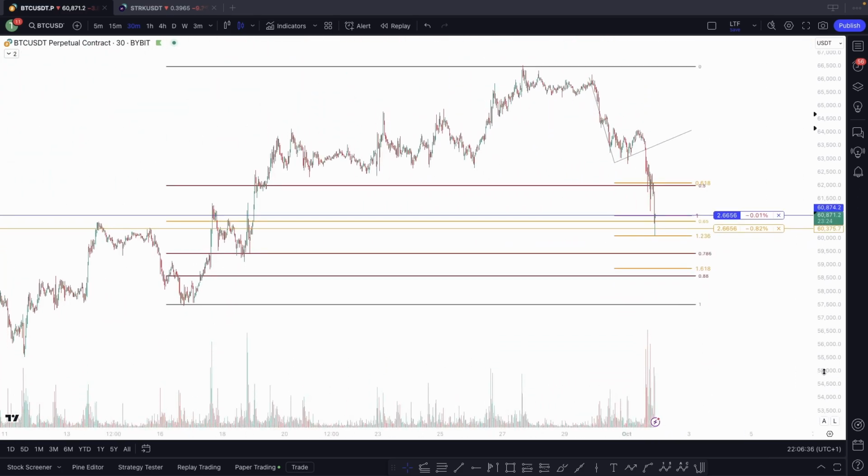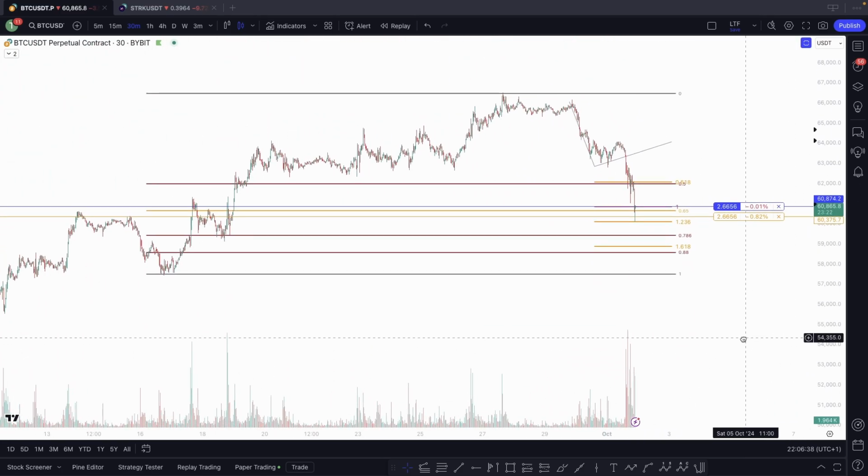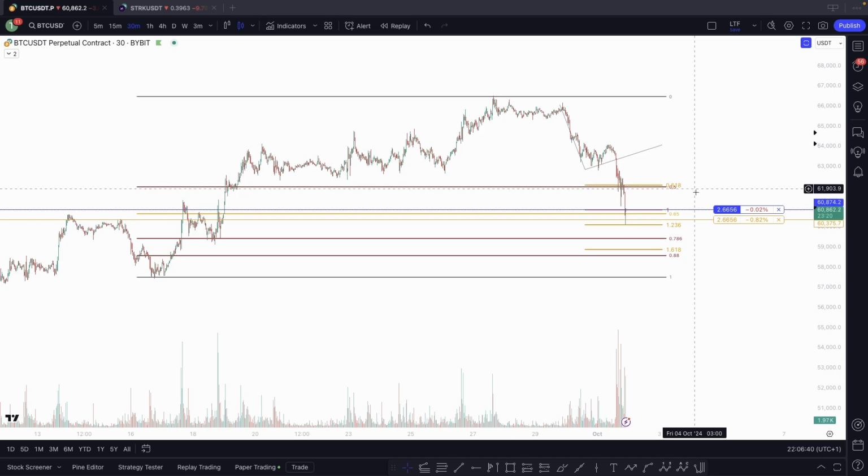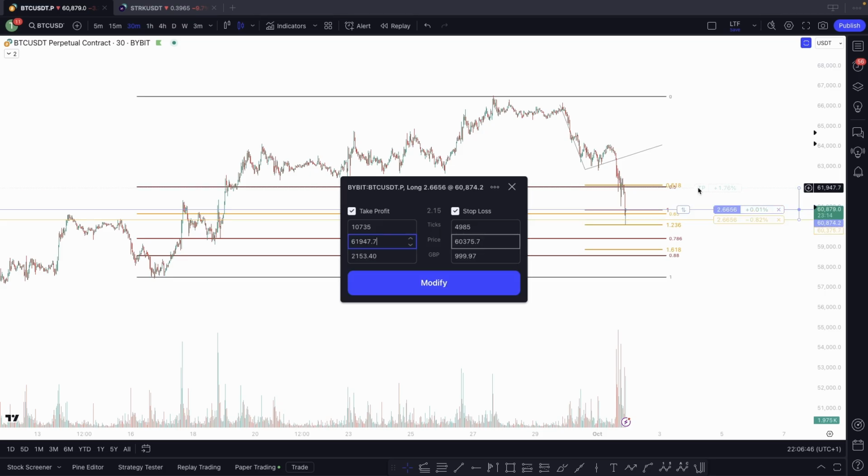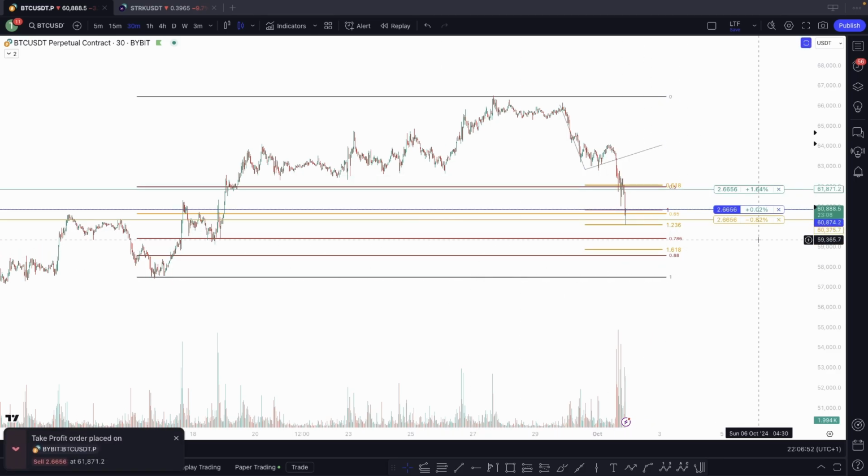Probably targeting maybe the next fib levels. I think we should just target the next level of resistance, which is obviously there. Made that 2000 nice and round. So that's a clear 1 to 2. Let's see if that hits overnight.